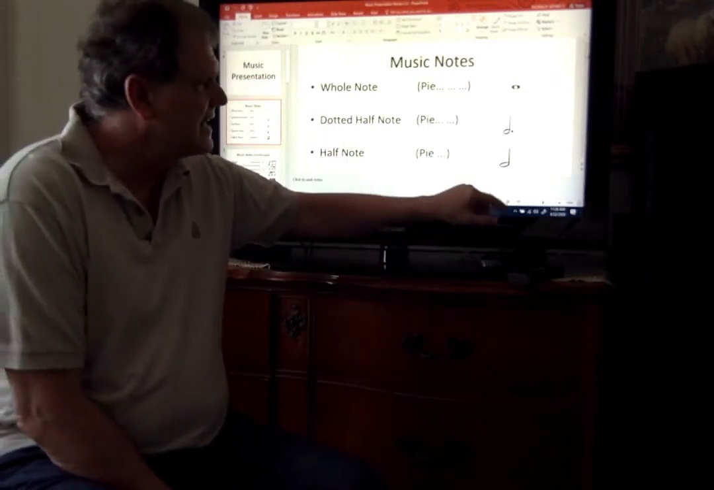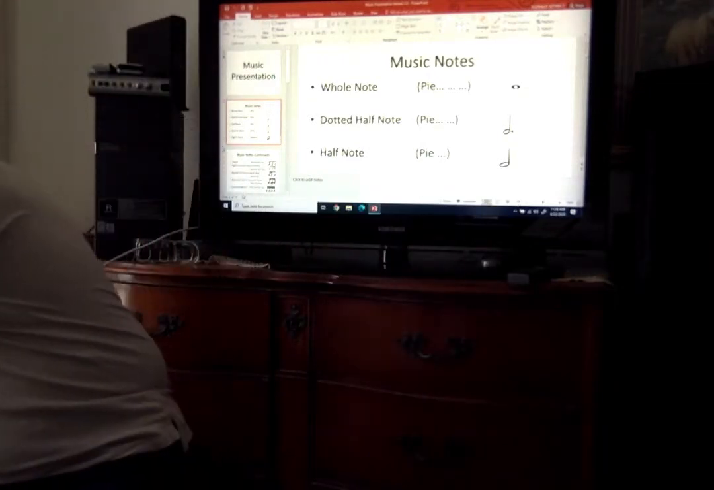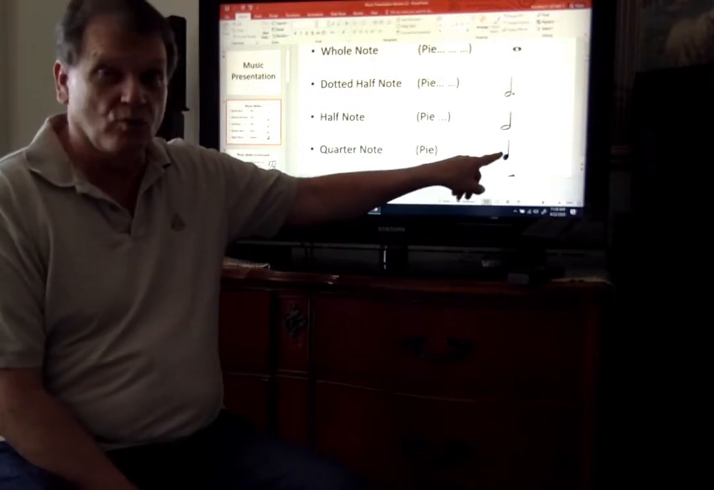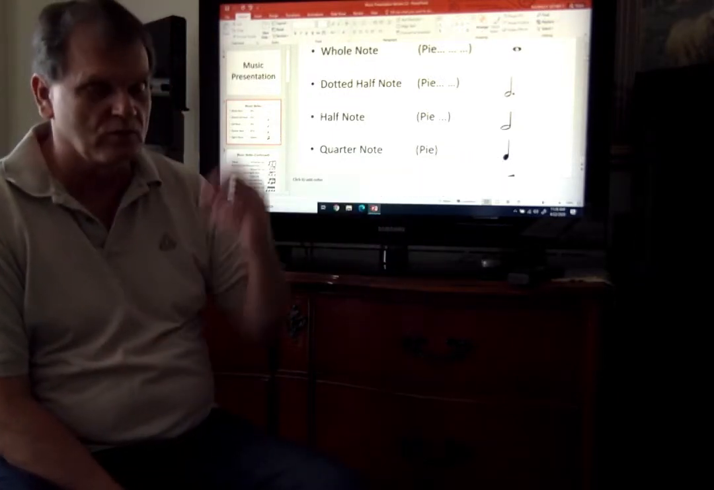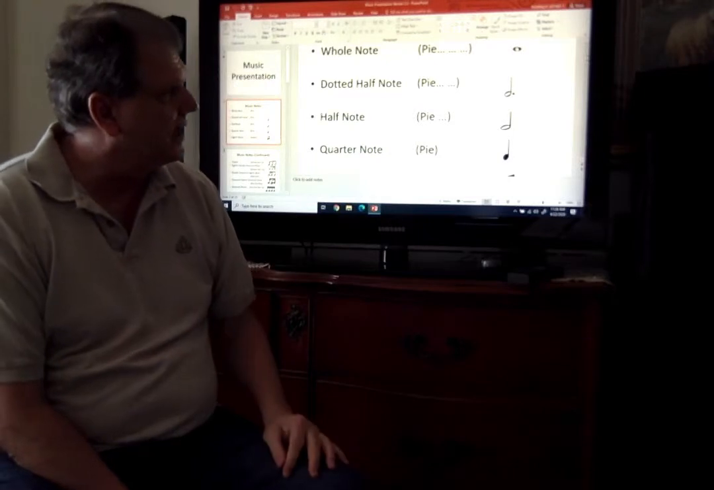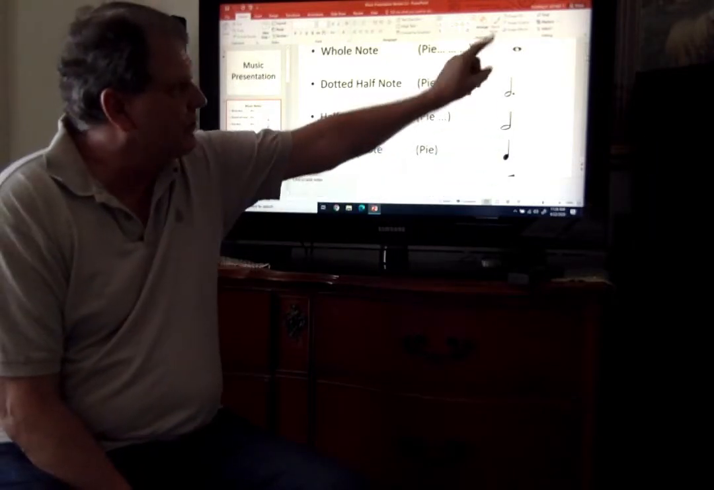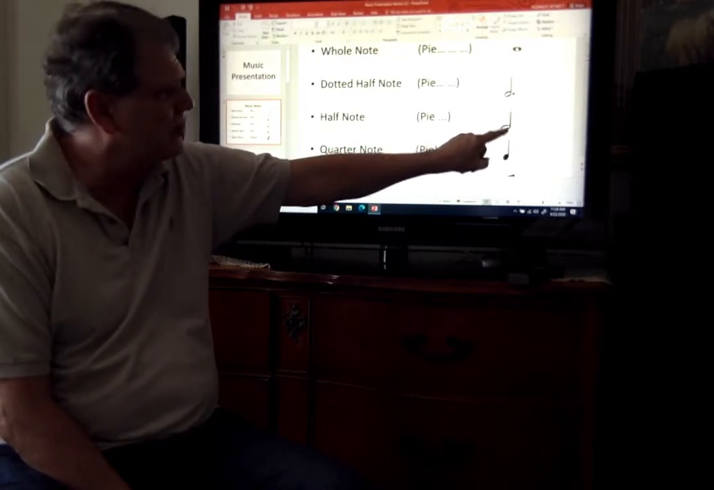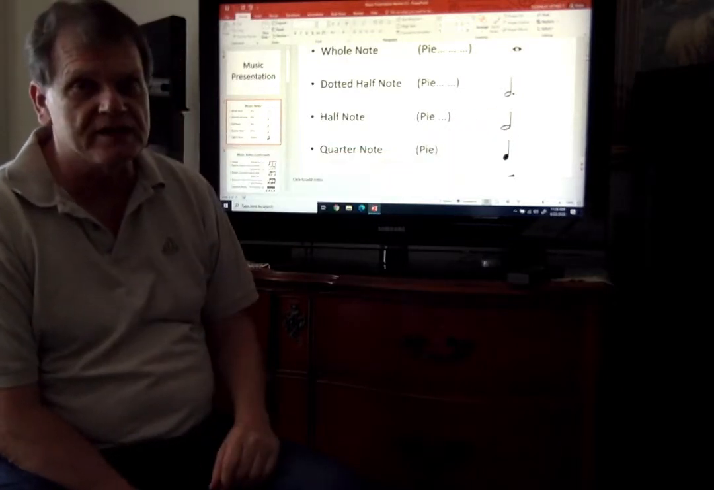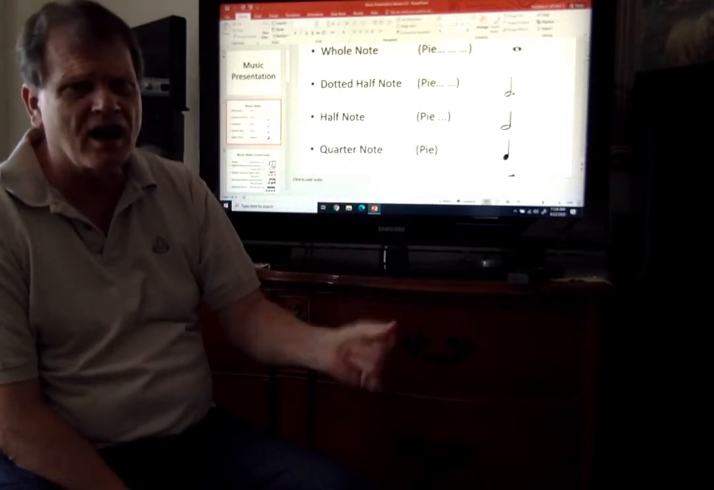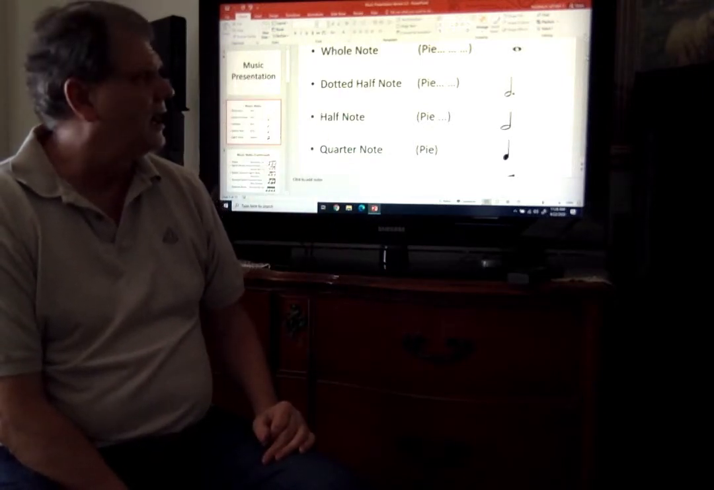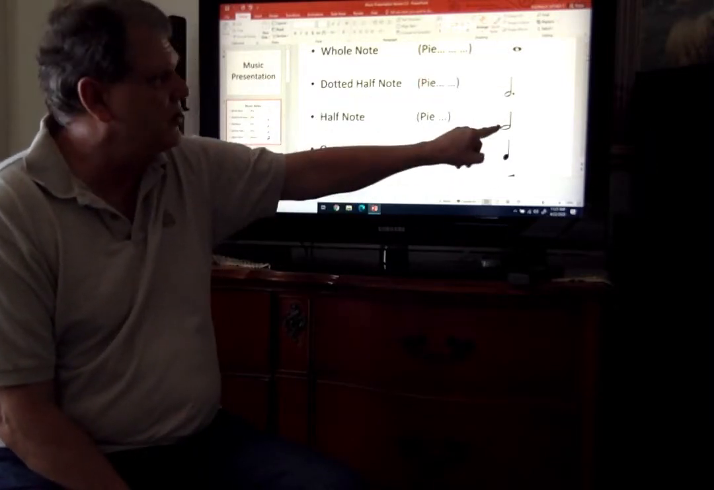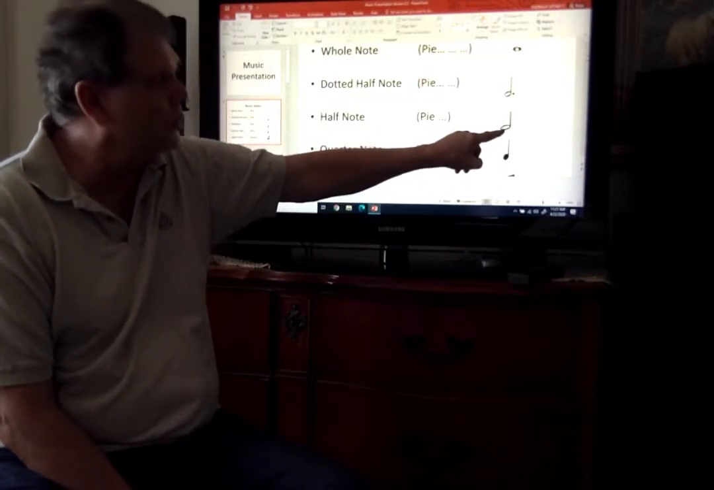That's if this gets 1. This is the quarter note, or normal pi, pi. And if that gets 1, the whole note will get 4. I'm going to go to this one. This is the half note. Half note's got a hollow oval with a stem, and it's going to get 2 beats. So if a whole note gets 4, we know a half is half of a whole. It's going to get 2.